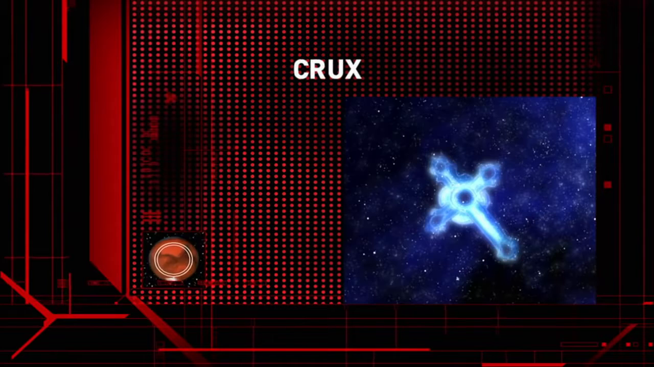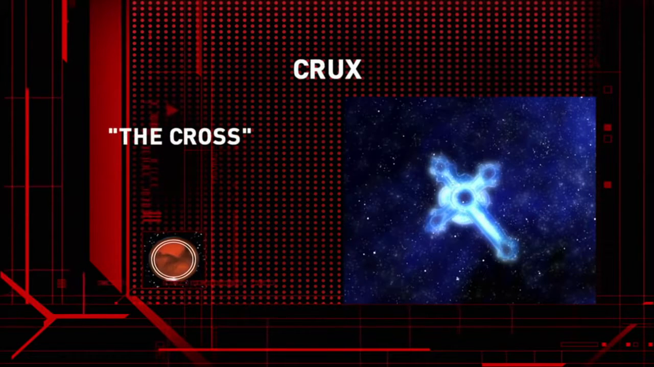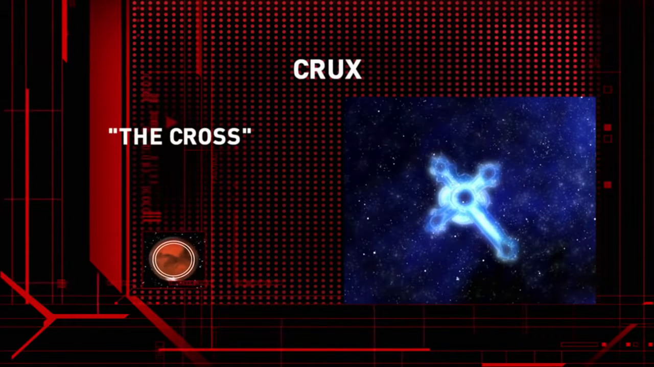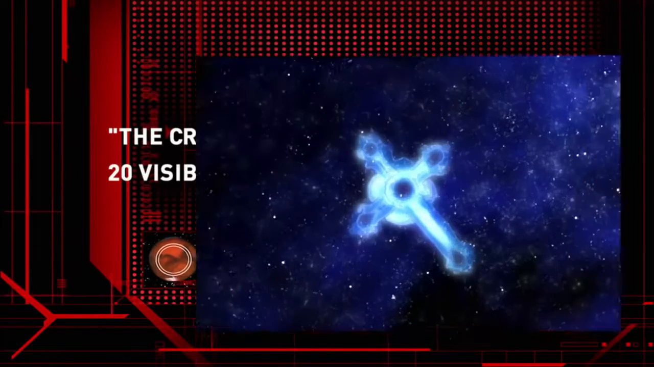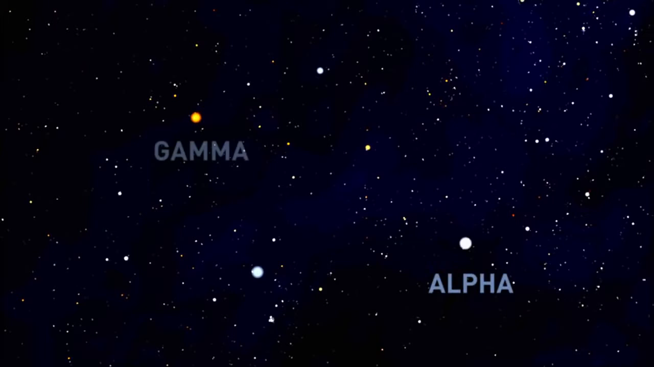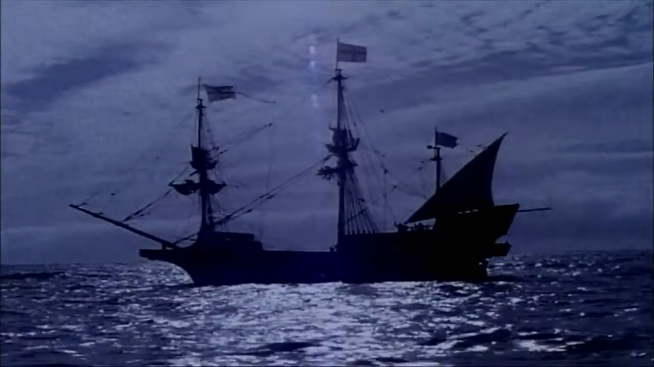Today, the coal sack lies in the constellation Crux. Crux, commonly called the Southern Cross, is the smallest constellation, and 20 stars are visible. Sailors relied on Alpha and Gamma Crux to locate the South Pole, since there is no pole star like Polaris in the southern hemisphere.